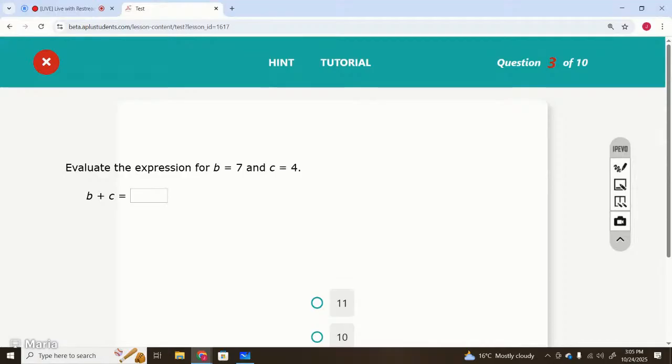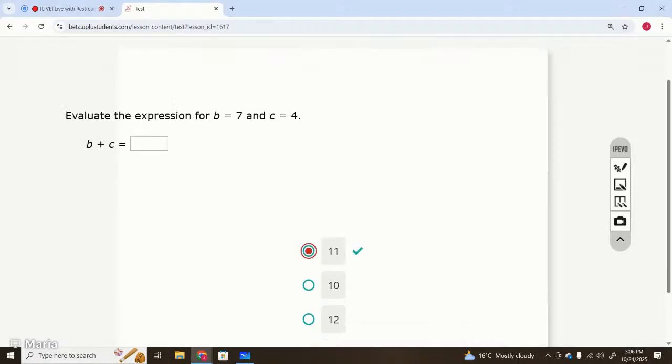Evaluate the expression for b equals 7 and c equals 4. b plus c, b equals 7 and c equals 4. So you have to do 7 plus 4. 7 plus 4 is 11. Option number 1 is the correct option.